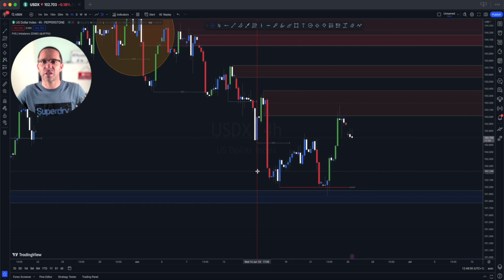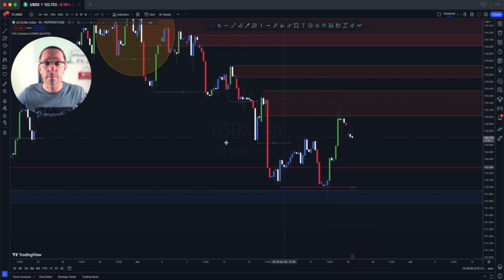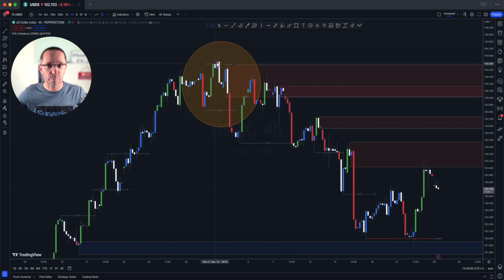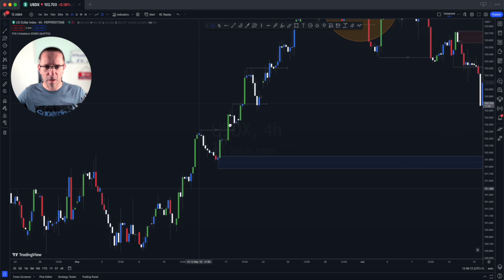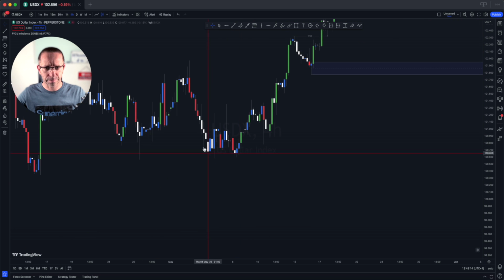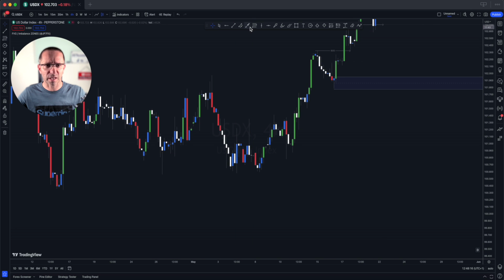So we don't have that change of character yet back to the upside. You could say this looks like a change of character, but it's actually showing you a manipulation. Where we had a breakthrough here shows you that change in character. We go back to the downside here. Now, what we actually see here is our break of structure to the downside.